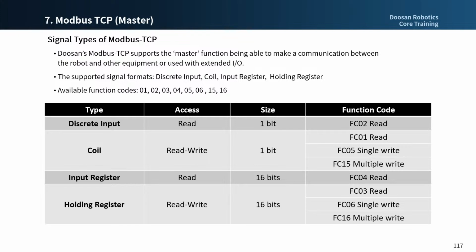Modbus TCP master consists of four types: discrete input, coil, input register, and holding register. However, the code that performs each function is divided into 8 categories. The input signal is relatively simple, but for output signals, there are 3 types of digital and analog signals: read, single write, and multiple write.